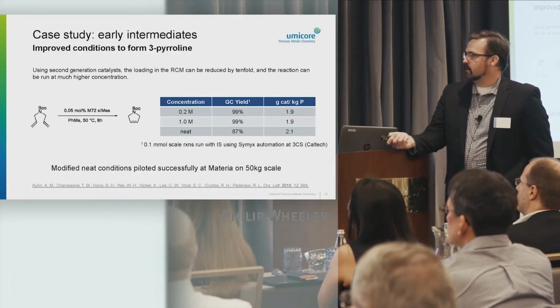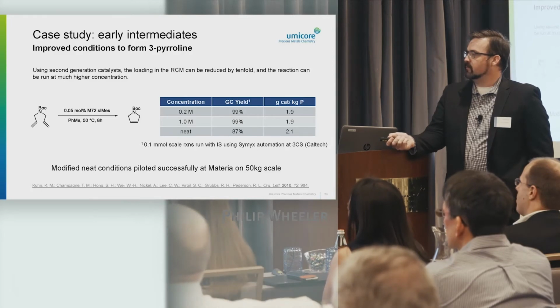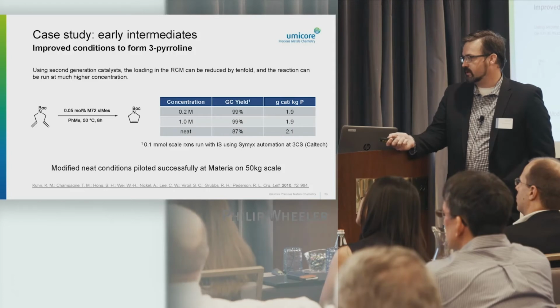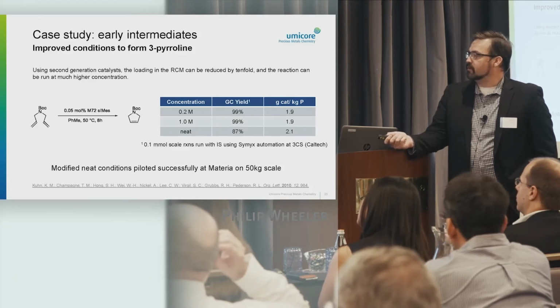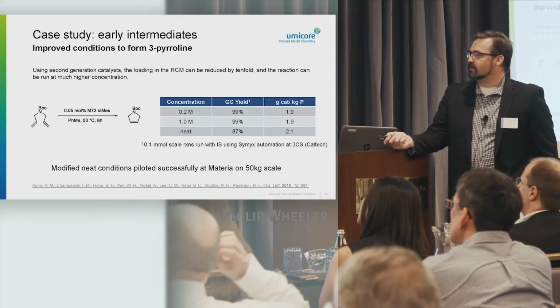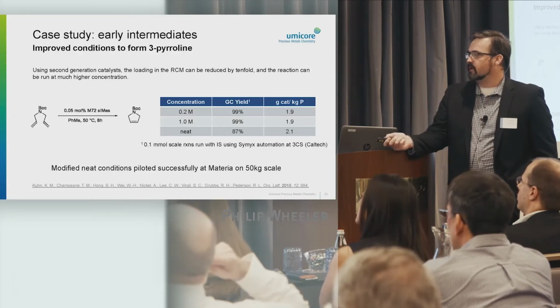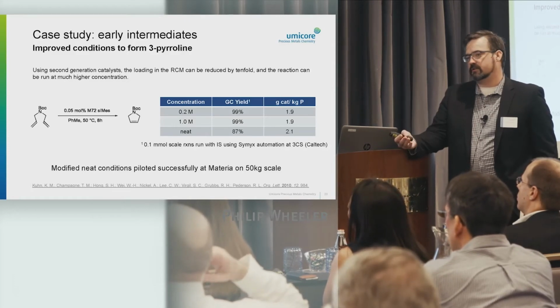I've pulled out just 3 results from that screen, making N-Boc-pyrroline using now 0.05 mole percent, or 500 ppm, of Hoveyda-Grubbs 2, which is now called M720 SIMes. This is at 0.2 molar concentration, and you get quantitative yield. If you increase it to 1 molar, you still get quantitative yield. If you run this reaction neat, the yield starts to drop off.